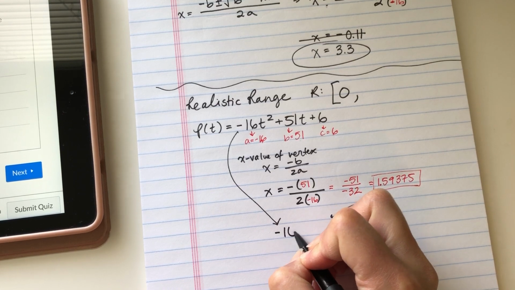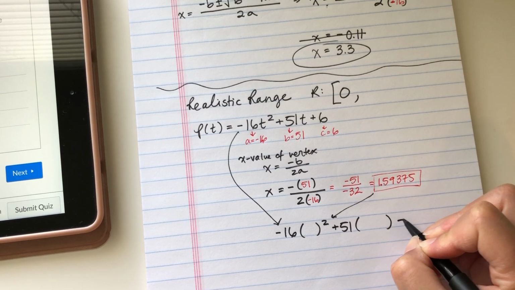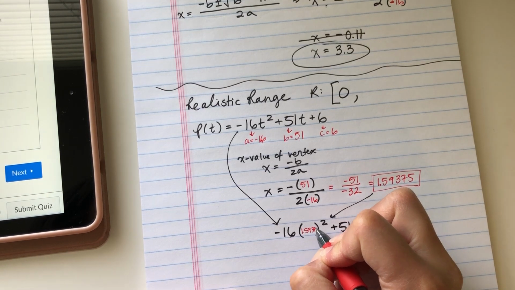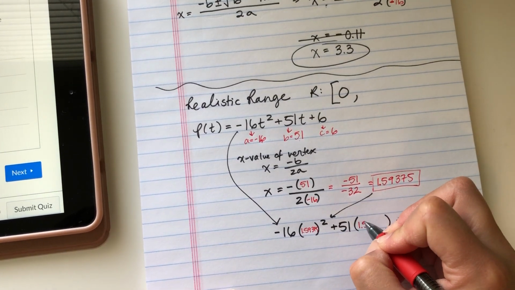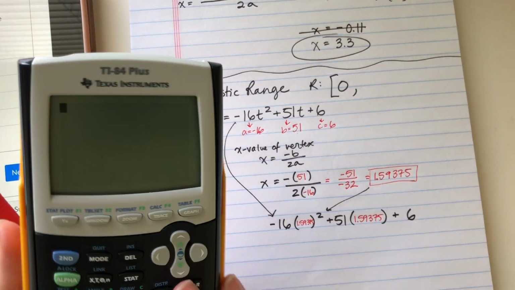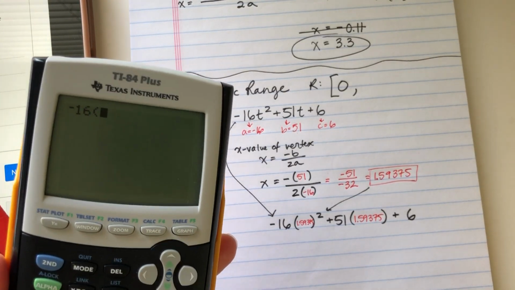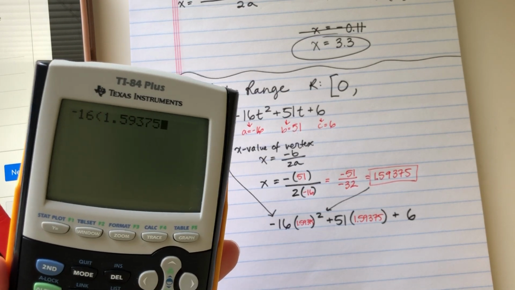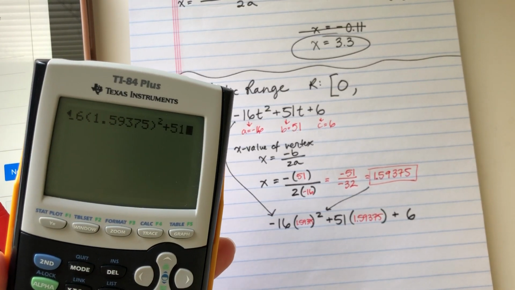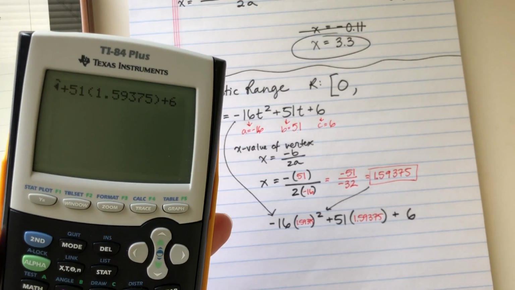So I'm going to take this equation and plug this in for the x value. So I have negative 16 parentheses squared plus 51 parentheses, I should have made my parentheses bigger, plus 6. So this is 1.59375. Sorry, it's so small. 1.59375. Get my handy dandy calculator. And then I literally just plug this in. So I have negative 16 parentheses, 1.59375 parentheses, and then squared, plus 51 parentheses, 1.59375 parentheses, plus 6, and enter.